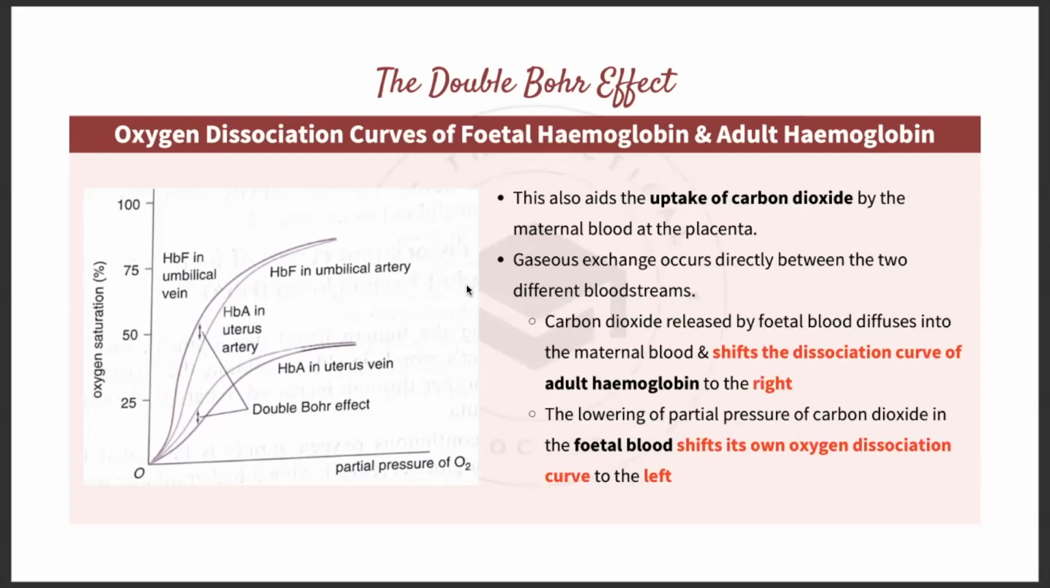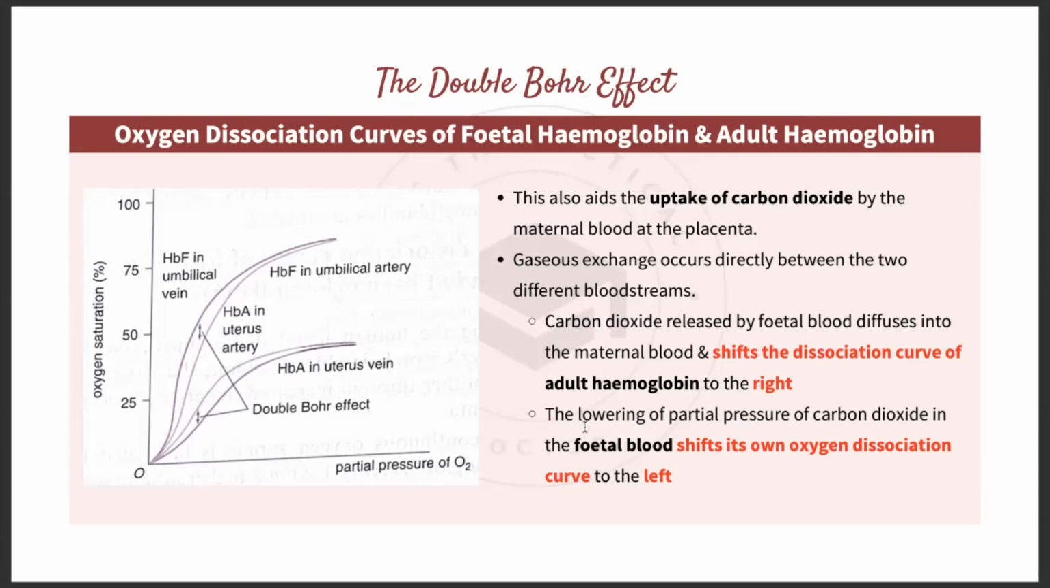Alright, so basically what I've just said earlier aids in the uptake of carbon dioxide by the maternal blood at the placenta. And the placenta is where the gaseous exchange occurs. It occurs directly between two different bloodstreams. You have the bloodstream of the fetus and the bloodstream of the mother. So carbon dioxide is released by fetal blood. It diffuses into the maternal blood and shifts the dissociation curve of adult hemoglobin to the right, so that the adult hemoglobin will release oxygen.